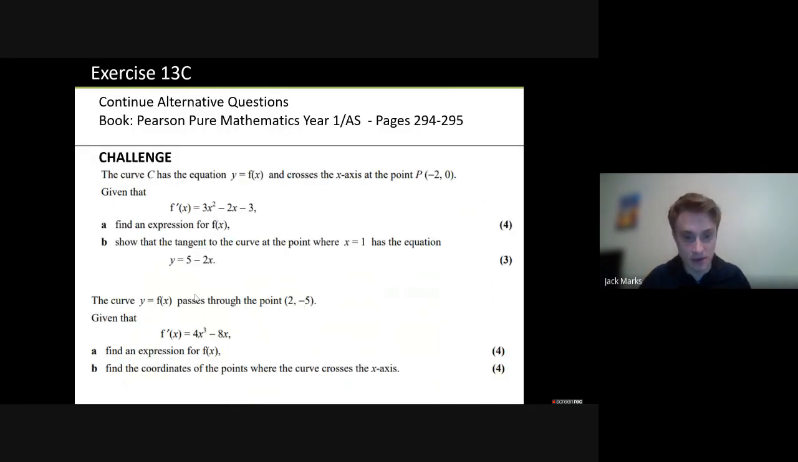And that takes us up to 13c. So you should now be comfortable with integrating more basic expressions in x, sort of x squared and then x and so on, stuff like that. And also using a coordinate to find the value of c.